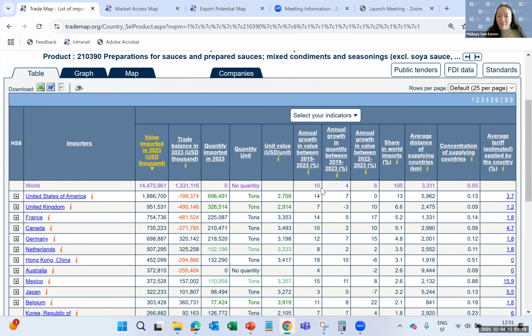We see that the world's average growth in value over the last 5 years of import of this product is 10%.